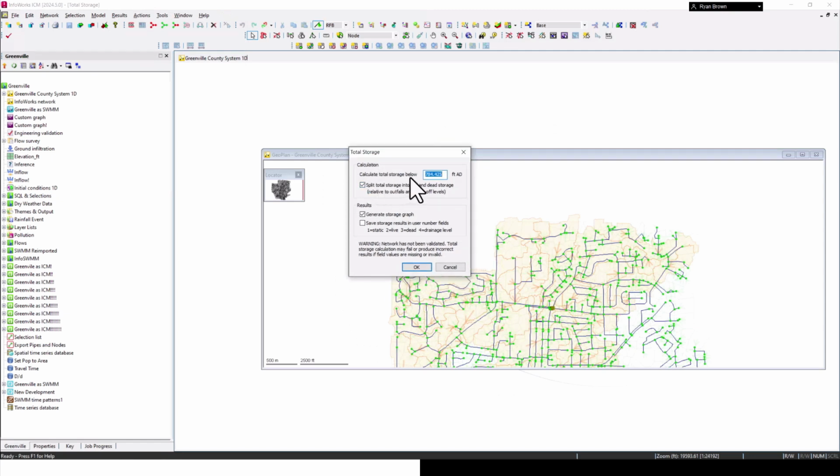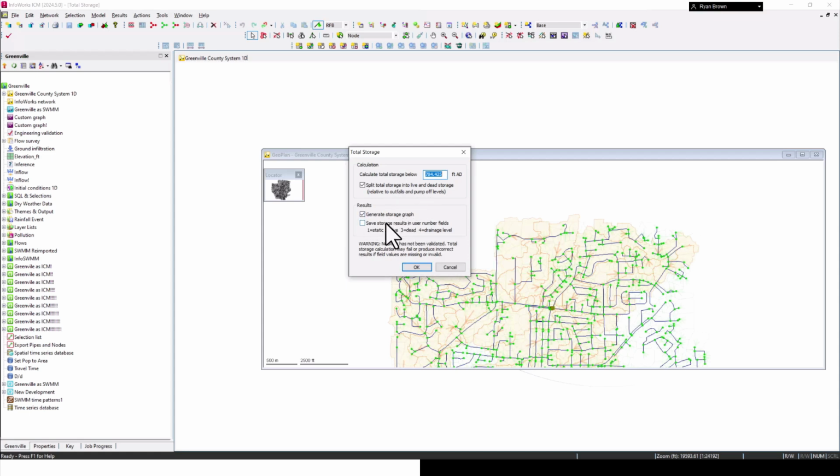This calculates the storage below. It defaults to the highest storage level in the system. We can also split between live and dead storage in the graphs that we get off. What this is basically is whether a conduit is able to drain to either a wet well, according to where the pump level off is, or to relative outfalls. That's essentially where it's draining to.